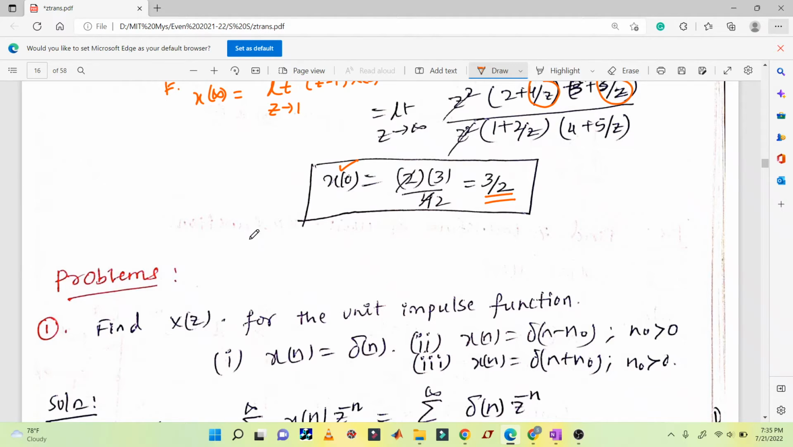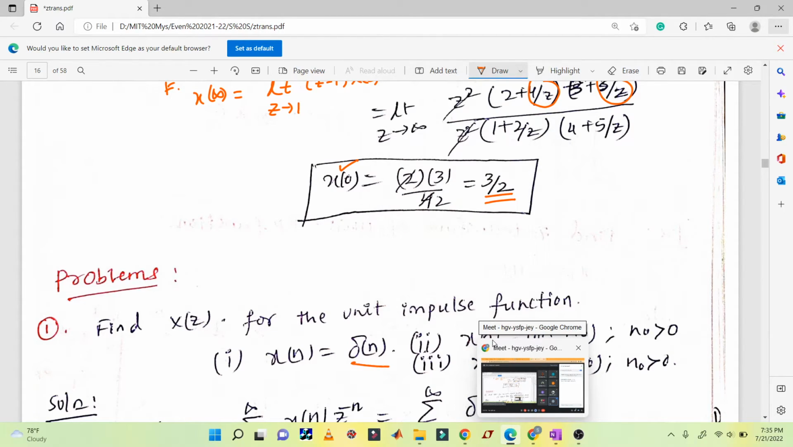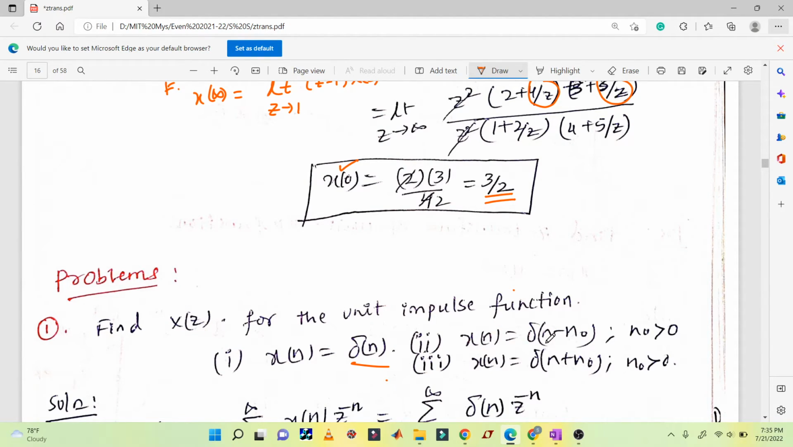So next, we will solve the problems on unit impulse, that is finding out the z transform for the unit impulse function. Let me first take x of n is equal to delta n, then we will move on to x of n is equal to delta n minus n naught, delta n plus n naught.